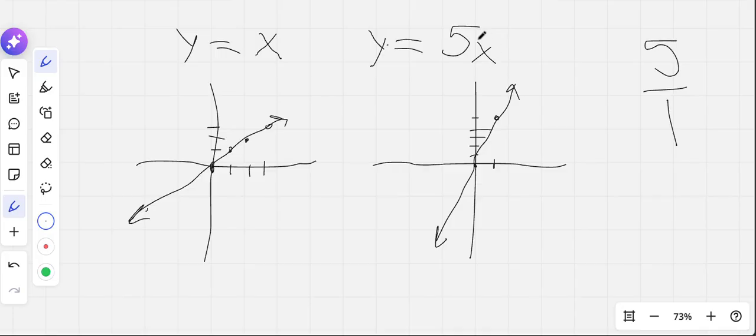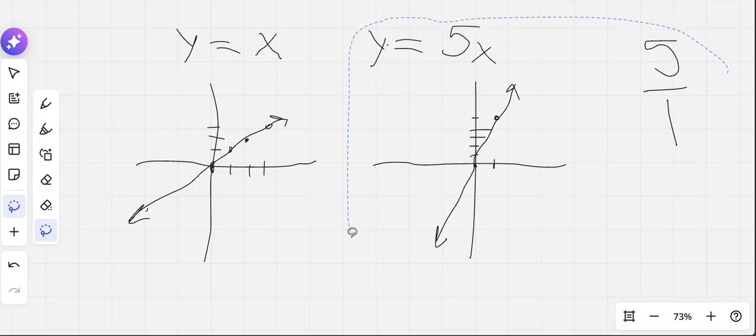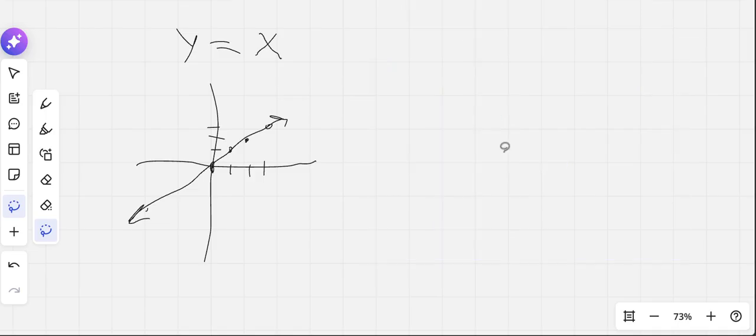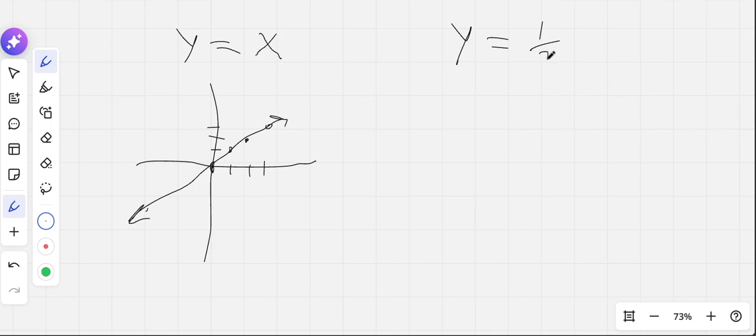But what if this was a fraction? Now, I'll show you this compared to y is equal to x. So let's say we have y is equal to 1/2 x. In this situation, the slope for this line would be flatter than this line, or less steep than y is equal to x. So let me just draw that out. So the rise over run of this is, for every 2 you run, you rise 1. So let's just start from 0, 0 here. So you run 2.